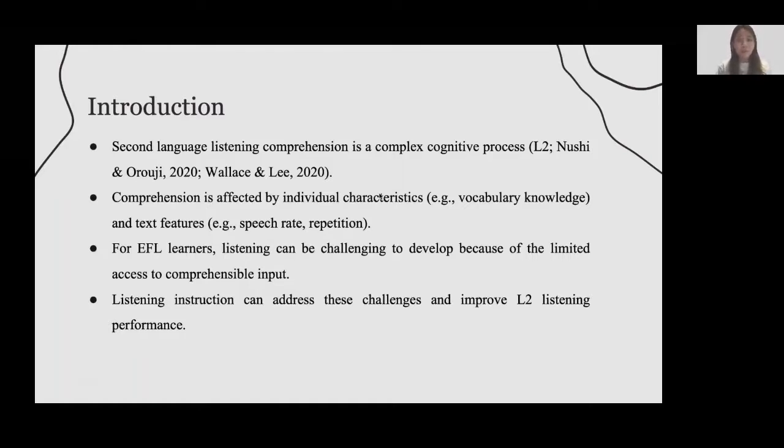First of all, second language listening comprehension is a complex cognitive process. It requires listeners to play an active role in interpreting the message. Comprehension is affected by individual characteristics, for example, vocabulary knowledge, and test features such as the speech rate and repetition. For EFL learners, listening can be challenging to develop because of the limited access to comprehensible input.